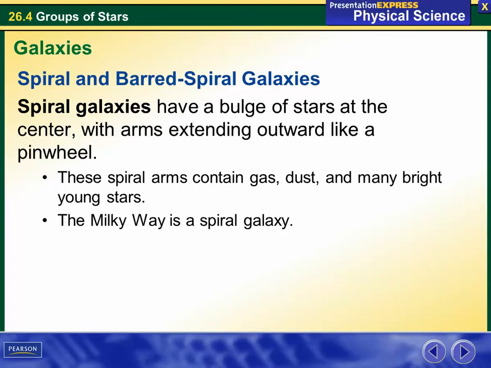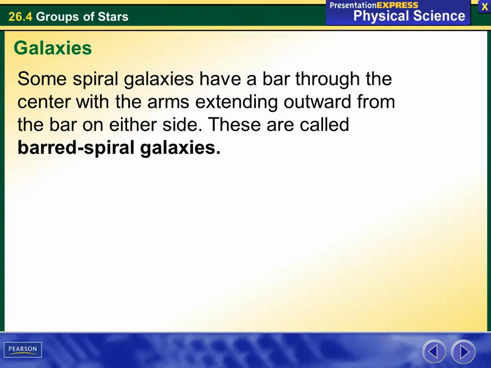The first type of galaxy that we're going to talk about is called a spiral galaxy, and these have a bulge of stars at the center with arms extending outward like a pinwheel. We'll see a picture in a second to help you see if you don't know what a pinwheel is. It's a thing you put on your bike that blows in the breeze and spins around. These spiral arms contain gas, dust, and many bright young stars. The Milky Way, which is our galaxy, is in fact a spiral galaxy.